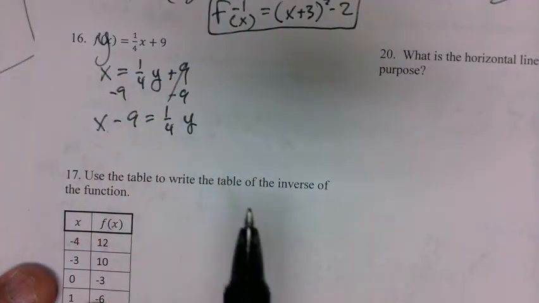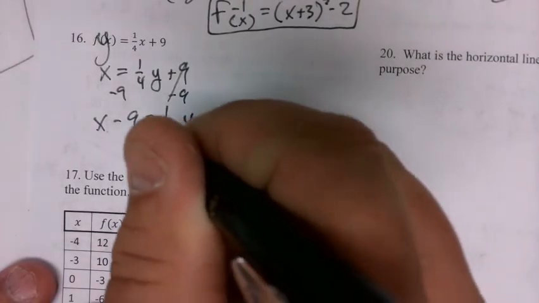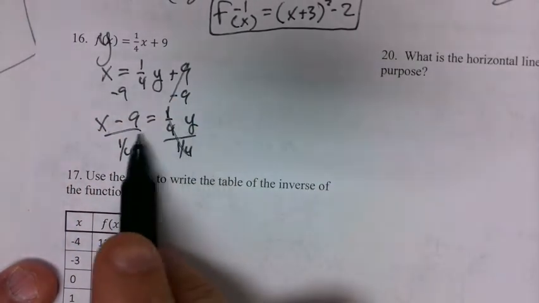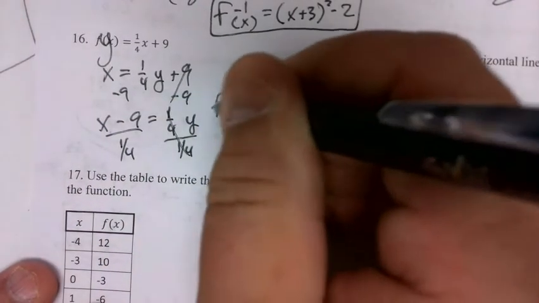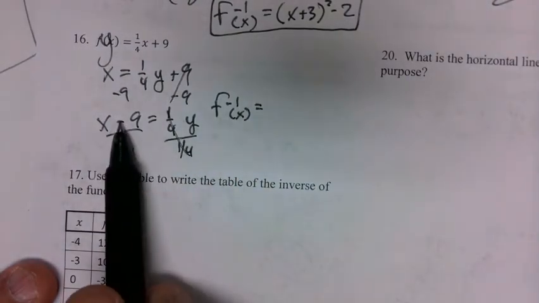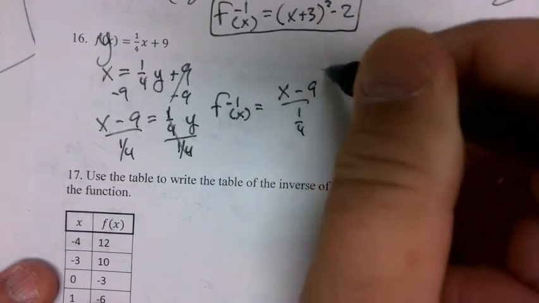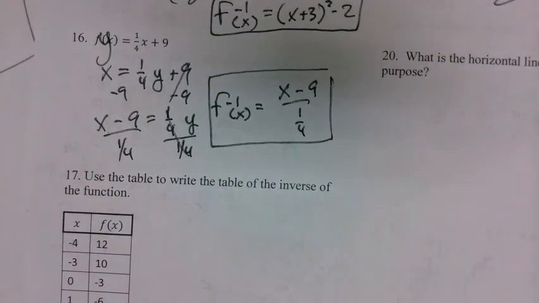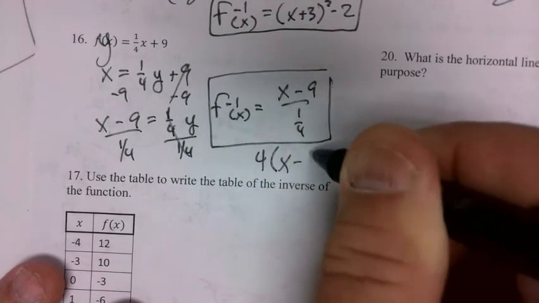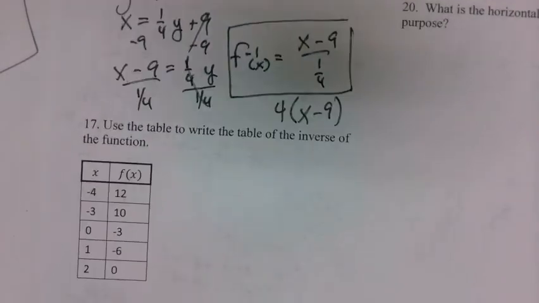And now I need to get rid of the 1/4. I could do that either by multiplying everything by 4 or just dividing by a fourth. I'll just divide by a fourth. And so I get y equals x minus 9 over 1/4. Put it back in function notation. f inverse of x equals x minus 9 over 1/4. And there it is. That's also the same as 4 times x minus 9, which I could distribute out as 4x minus 36. So both of those are good.